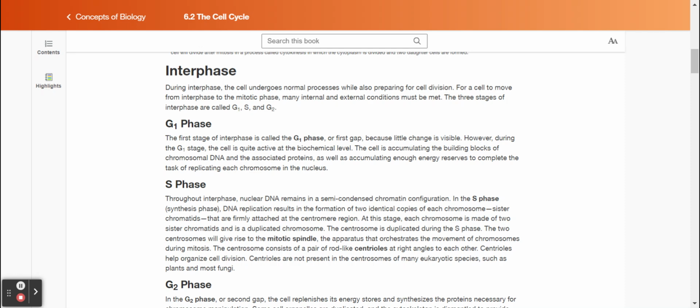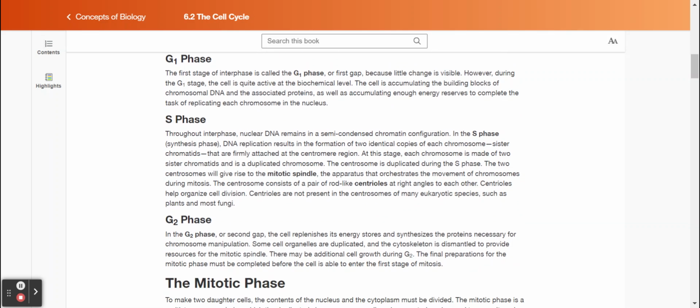G1 phase. The first stage of interphase is called the G1 phase, or first gap, because little change is visible. However, during the G1 stage, the cell is quite active at the biochemical level. The cell is accumulating the building blocks of the chromosomal DNA and associated proteins, as well as accumulating enough energy reserves to complete the task of replicating each chromosome in the nucleus.